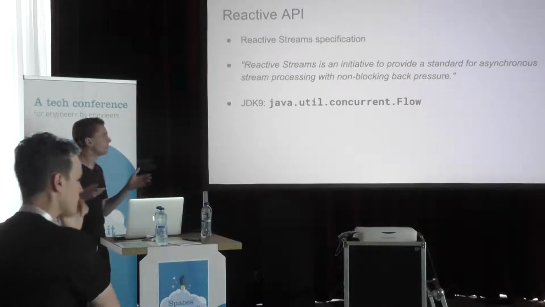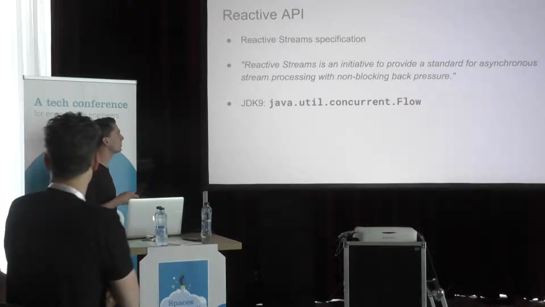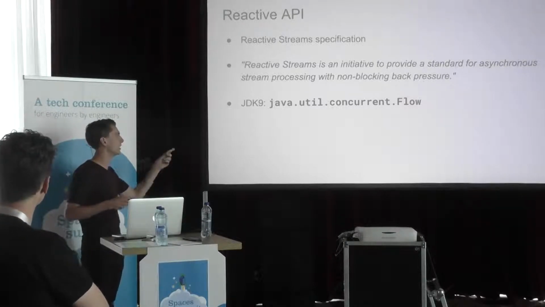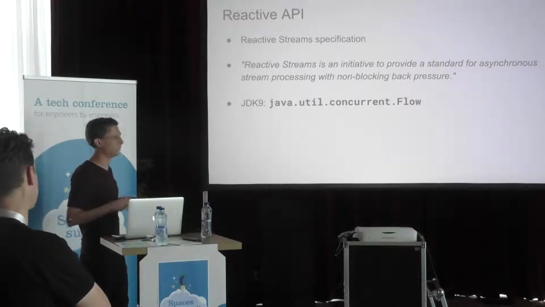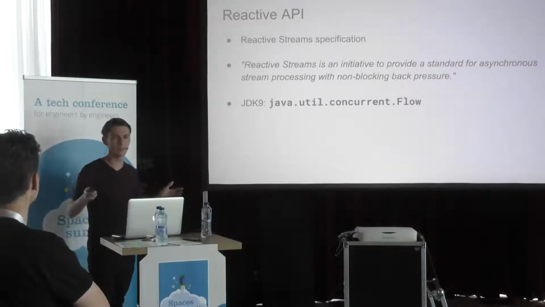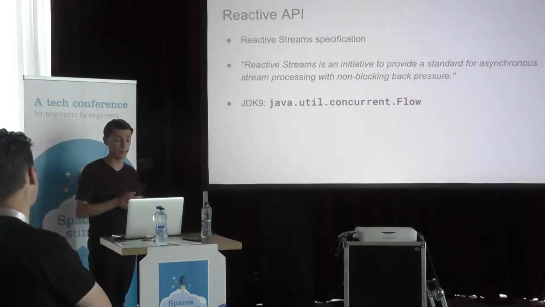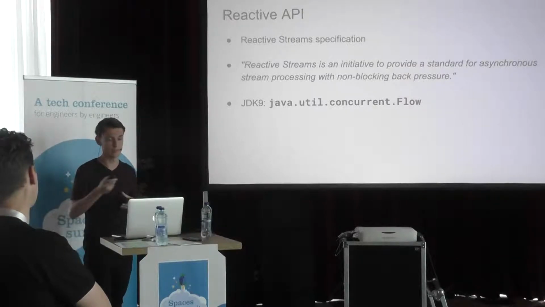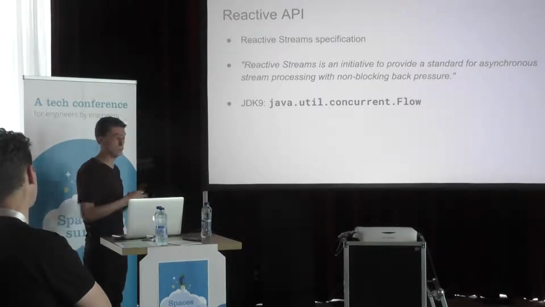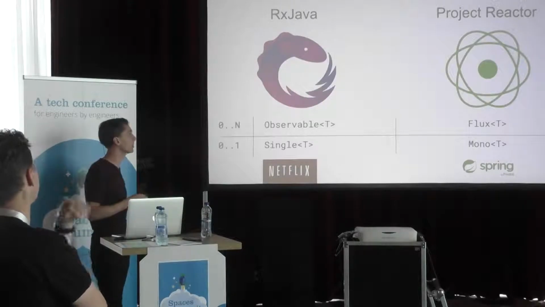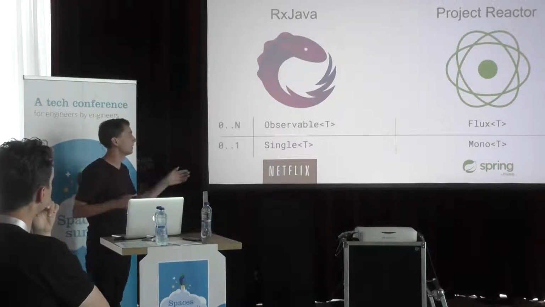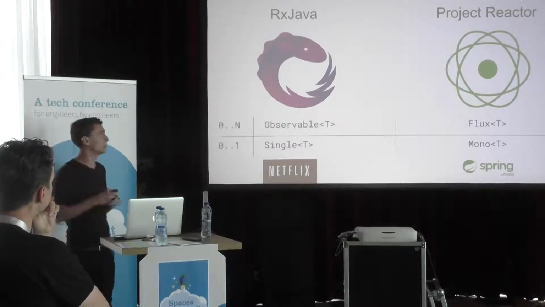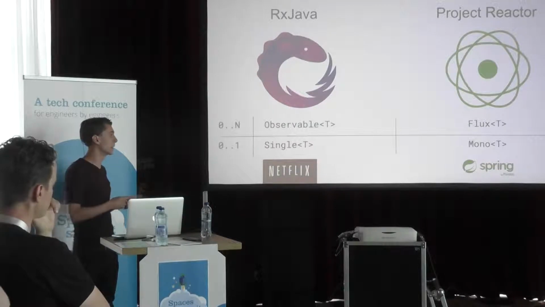You can include this interface as a separate dependency, but it's also included in JDK 9 as the so-called Flow interface. But since this is just an interface, you cannot actually do programming with it. For that, you need an implementation of this interface. And on the JVM, there are two major ones right now. The first one is RxJava. It's developed by Netflix. And the second one is Project Reactor, which is developed by Pivotal and the Spring team.